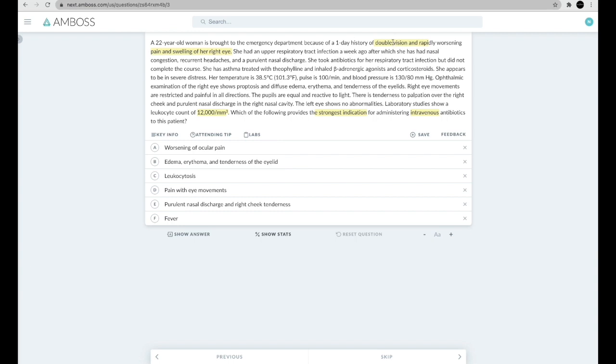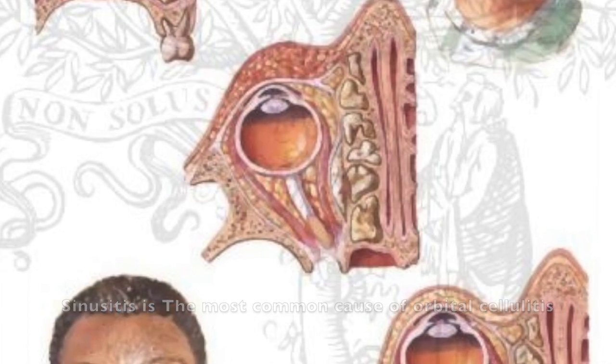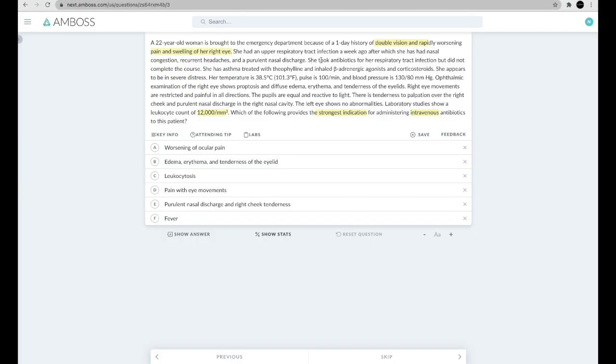What do you think would be the diagnosis? Without finishing, it's orbital cellulitis, guys. She had sinusitis and now she's having double vision, pain, and swelling her right eye. There must be a spread of infection, right? But I'm still going to continue. She took antibiotics for her respiratory tract infection but did not complete the course. Okay, so again, it goes in line with our history.